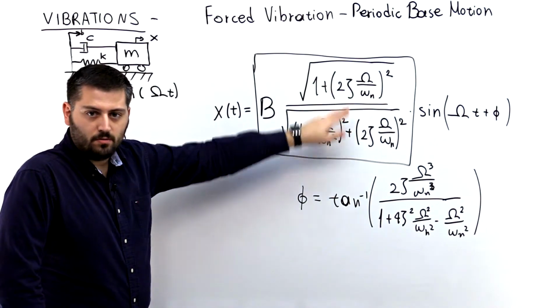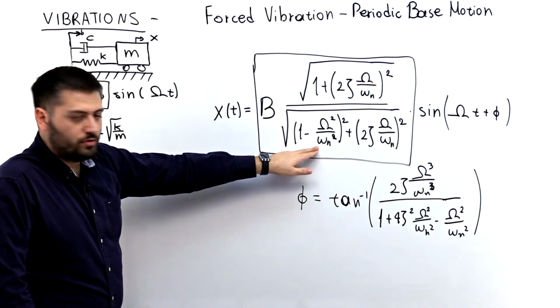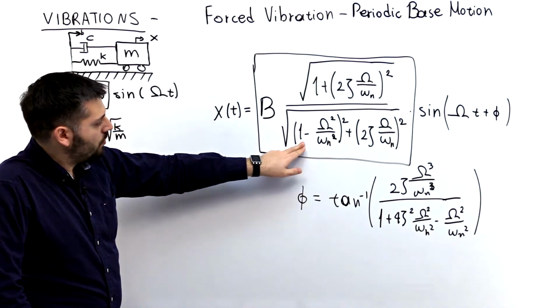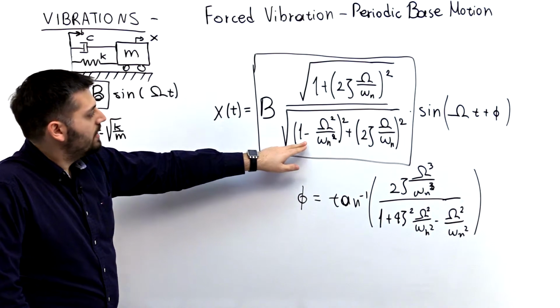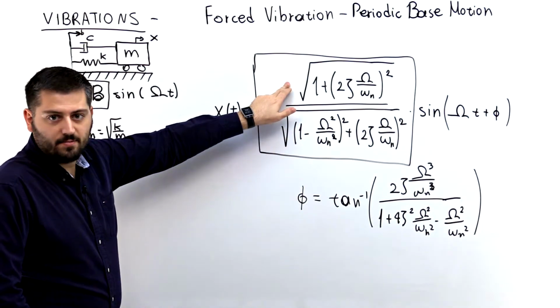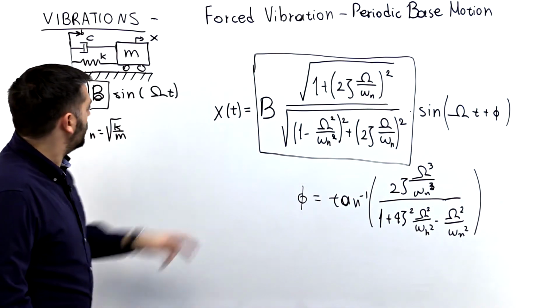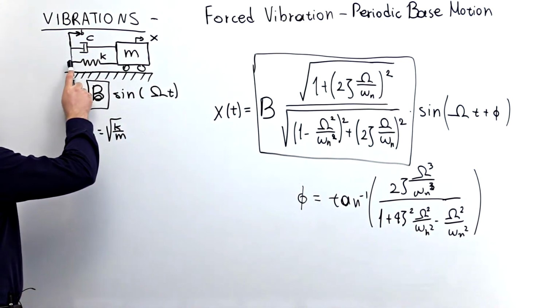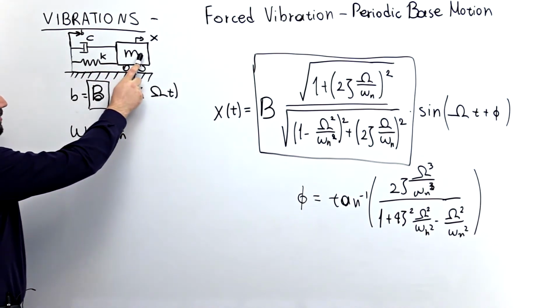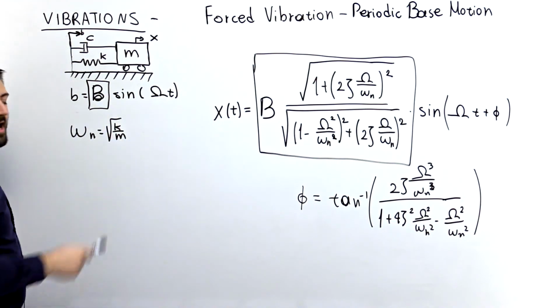becomes very small. When your omega becomes close to your omega n, this term goes close to 0. So this is at the denominator, so this term gets higher, and the overall amplitude gets higher. So when you have resonance, your wall is going to be vibrating, and your mass is going to be vibrating a lot more than if you didn't have resonance.